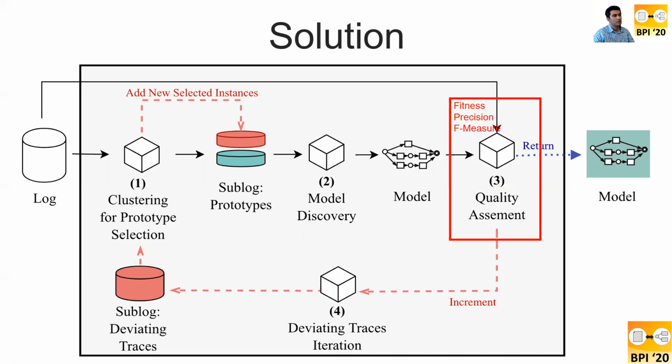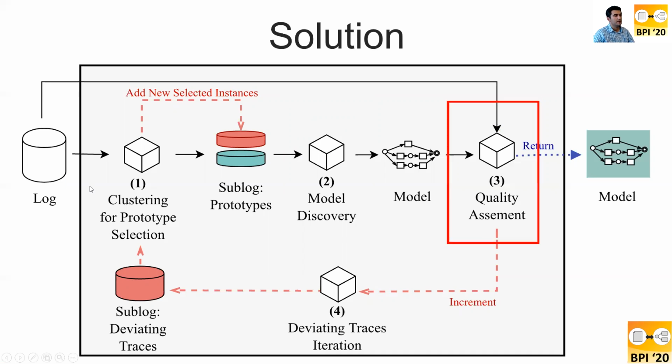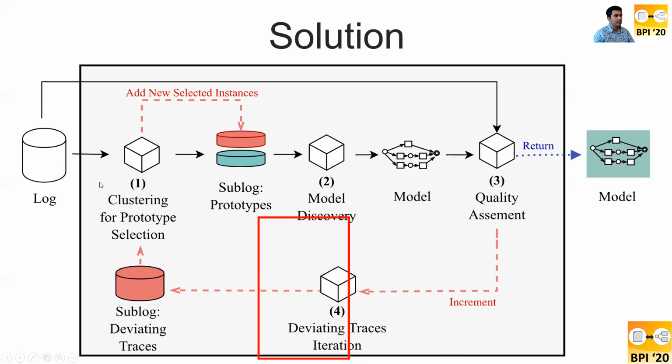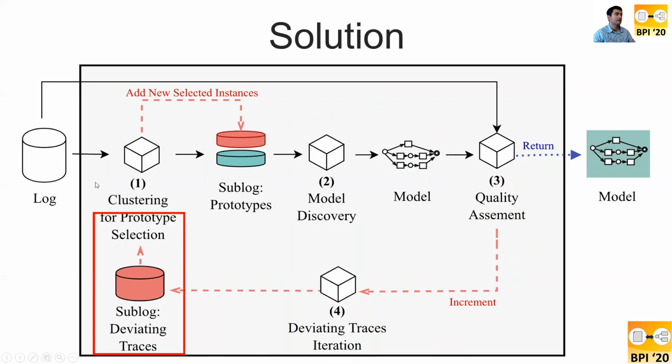After analyzing the quality of the model, we try to find traces that deviate from the process model, that are not replayable by the discovered model. And again, we apply the clustering method on the deviated traces. So again, we add the new prototypes to the previous ones and discover a new process model.